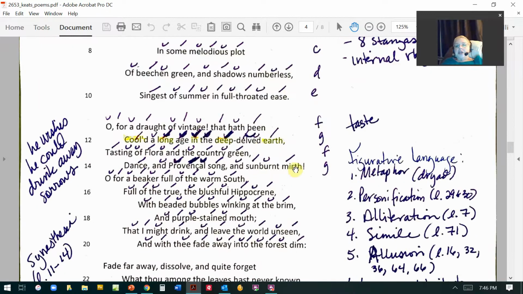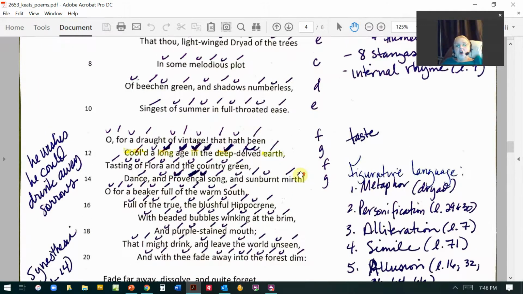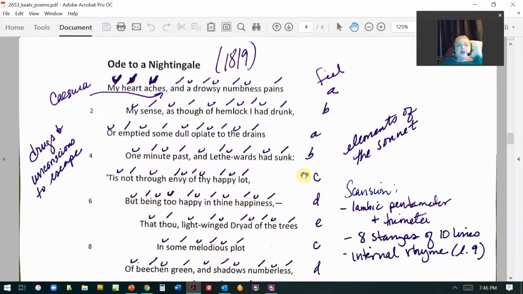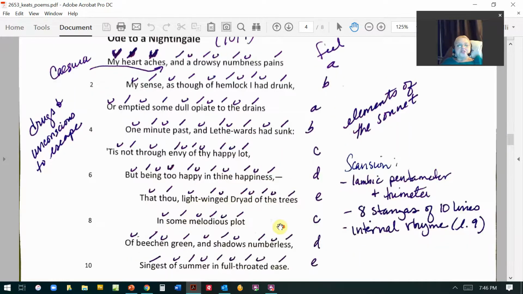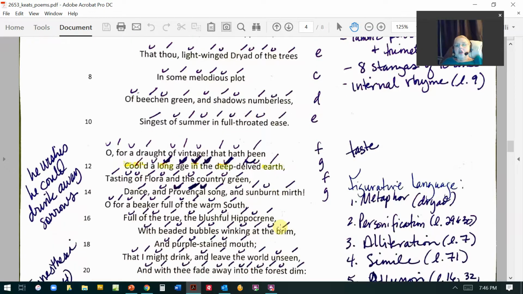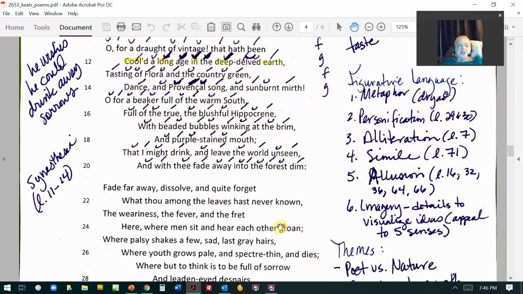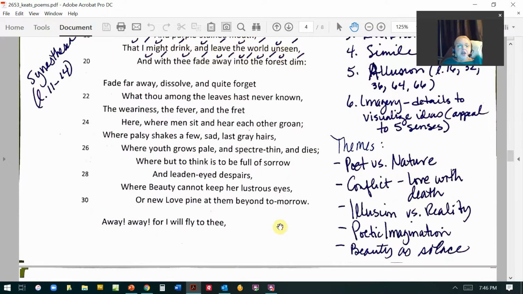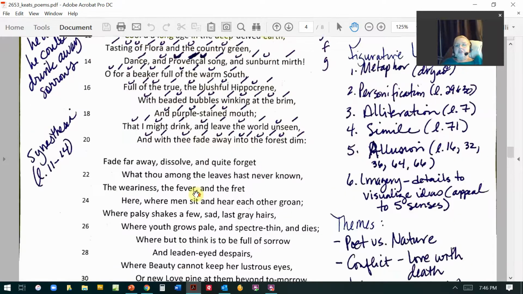In terms of figurative language, we have metaphors. So he calls the nightingale, somewhere up here, a light-winged dryad of the trees. So that's an example of metaphor. We have personification in lines 29 through 30. And so beauty and love are both personified as things. Beauty has eyes and love pines, right? So that's an example of personification.